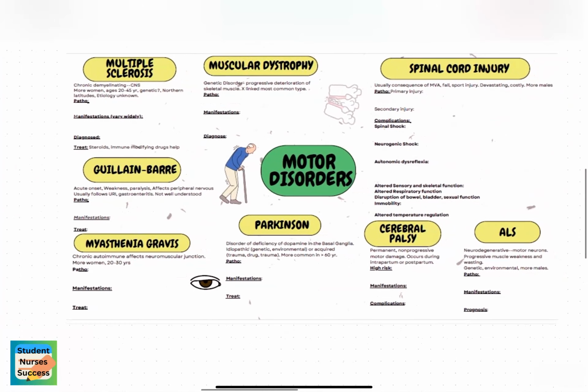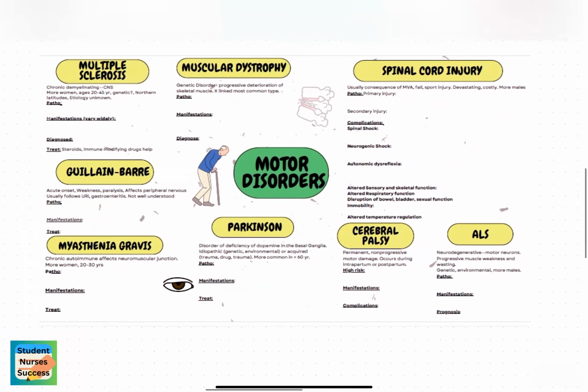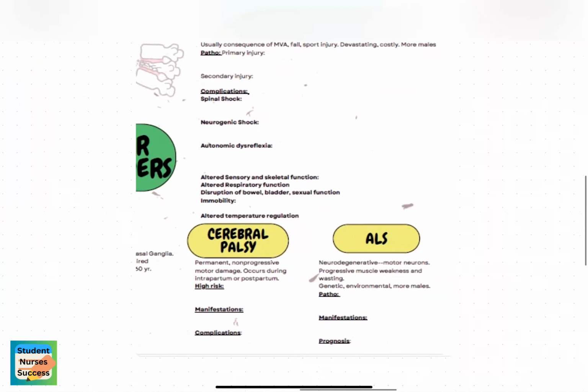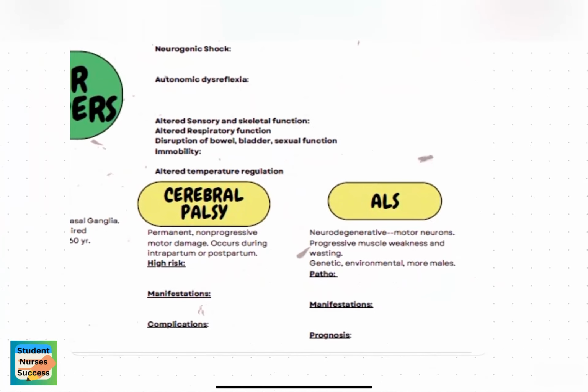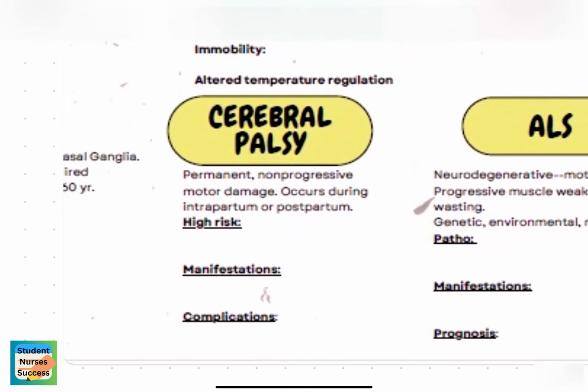So let's get started with our blank map. And I think we're going to actually start in this lower corner with cerebral palsy. Cerebral palsy is a permanent, non-progressive motor disorder. Cerebral palsy is due to damage in the motor areas of the brain and is often due to some type of anoxic injury that occurs either during pregnancy, during birth, or immediately after birth.